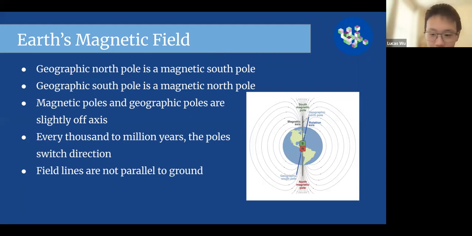Yeah, field lines are not parallel to the ground. The field lines will look something like this. You can see on the diagram, and it looks really similar to if you had a magnet over here and the North Pole is pointing towards the geographic South Pole, and the South Pole is pointing towards the geographic North Pole. And it's just like the magnetic field of a magnet.